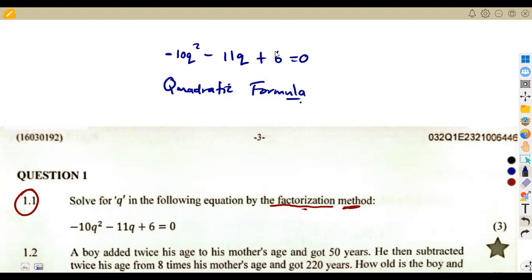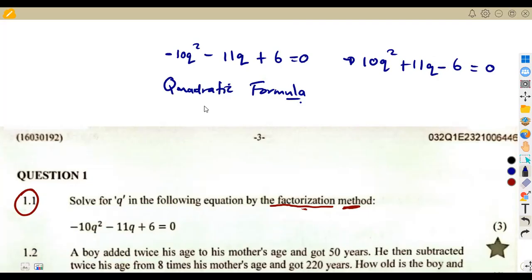So, but you want to solve this. Remember we said we're going to divide by negative, and after dividing by negative, we saw that we are going to remain with 10q squared. This negative gave us positive 11q. Negative 6 is equal to 0.